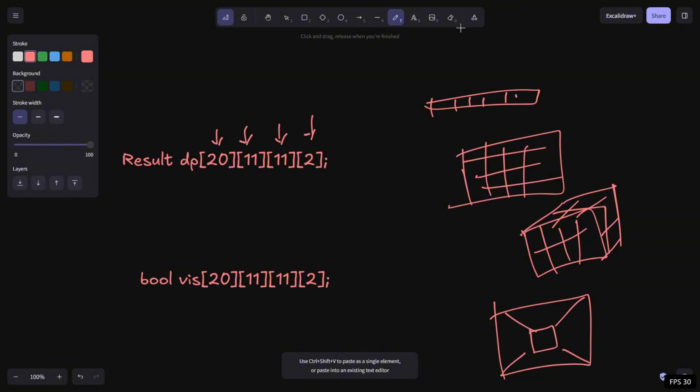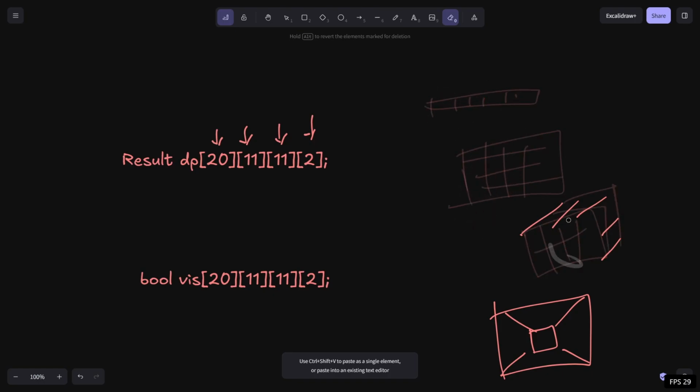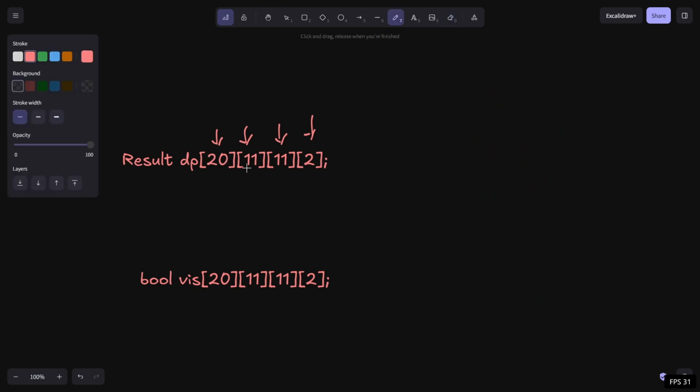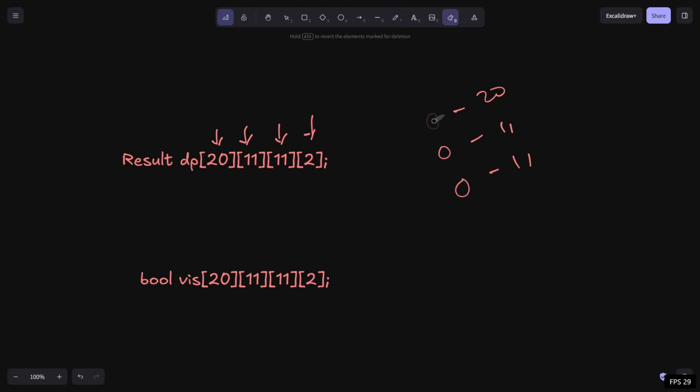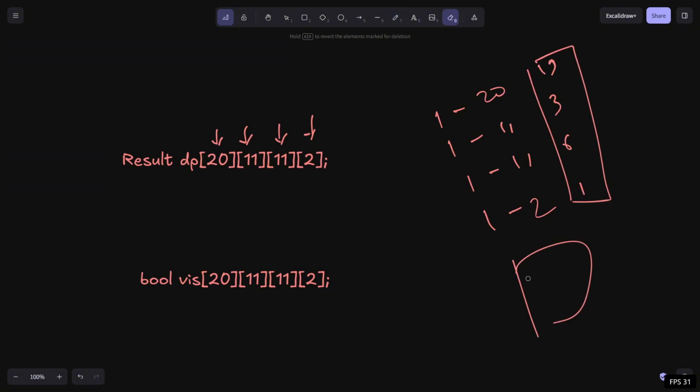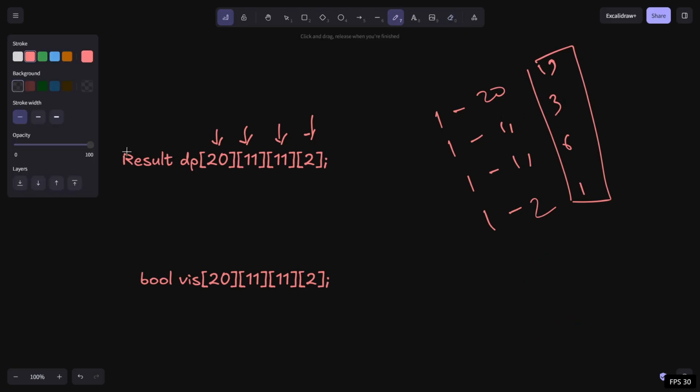So instead of visualizing all these, you just remember that at every permutation of this number, here we have indexes 0 to 20, here we have 0 to 11, here 0 to 11, and here 2. At any combination, suppose we pick 19, 3, 6 and 1, this basically represents an address in a hyperdimensional space. This represents an address, and at that address we're going to store results.